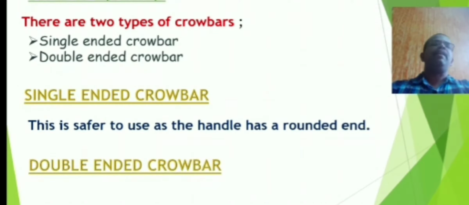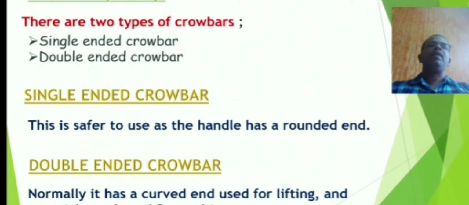In the double-ended crowbar, normally one curved end is used for lifting. The curved end is used for lifting the load and the straight end is used for pushing the load. So there are two types, single-ended crowbar and double-ended crowbar.